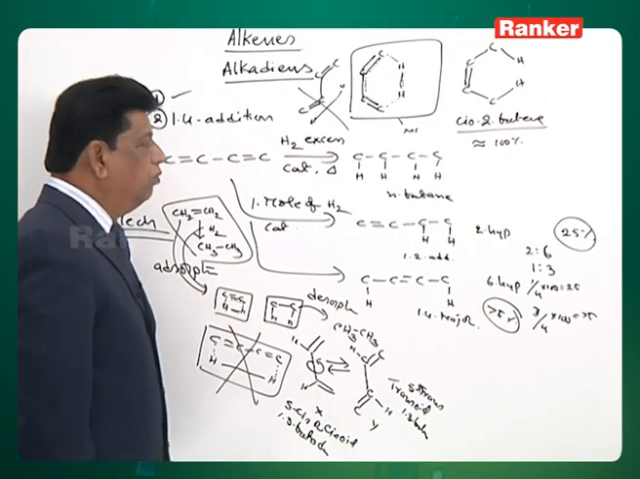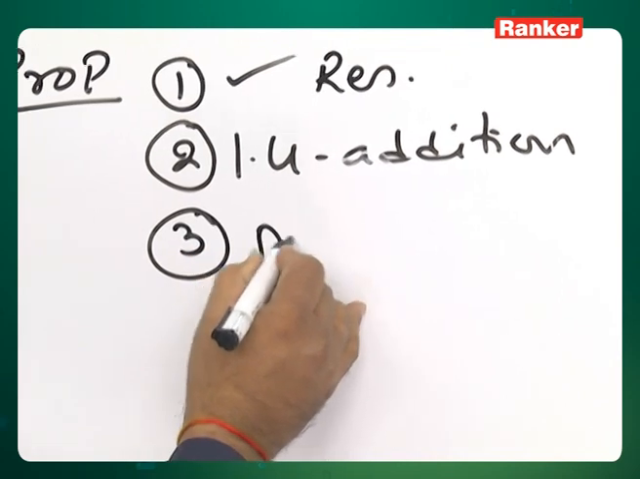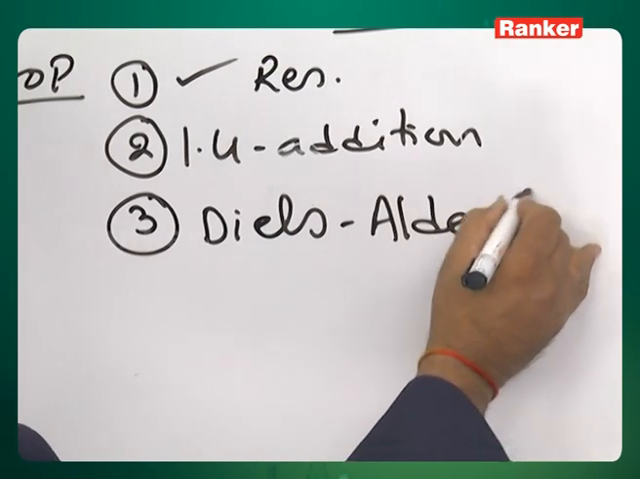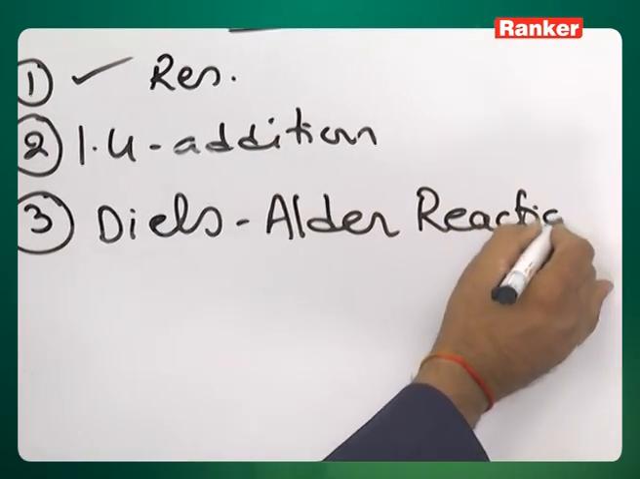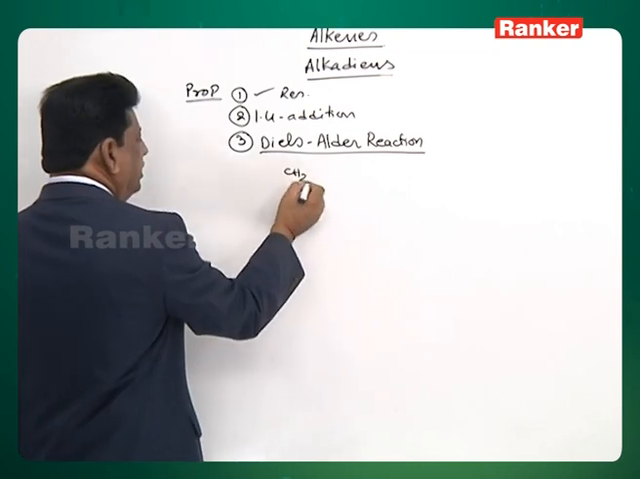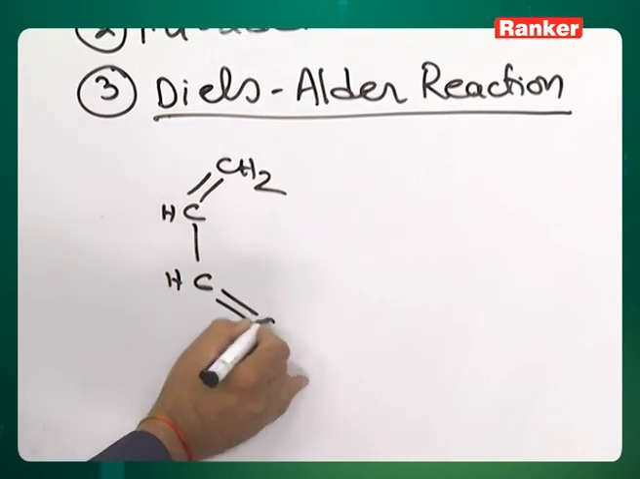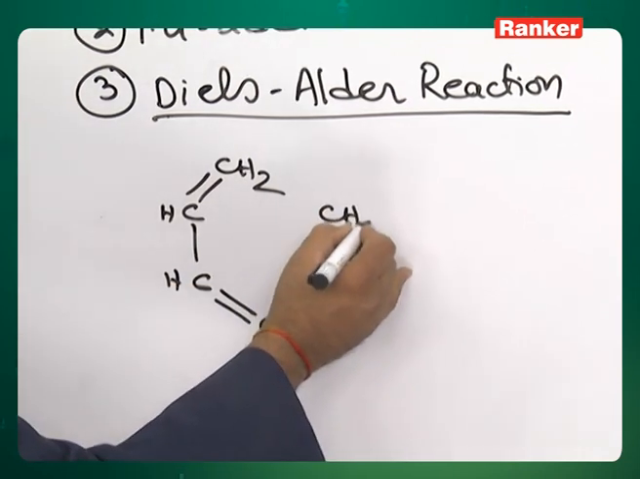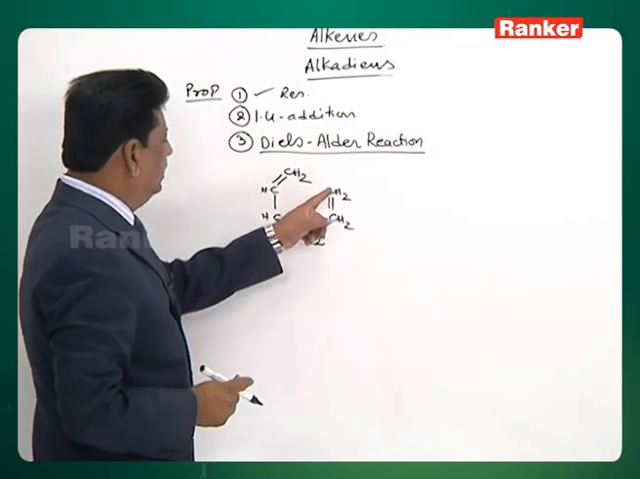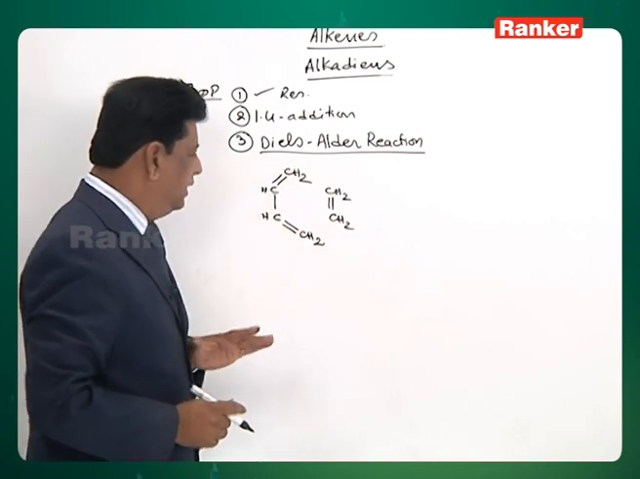So this is 1,4 addition. Let us go for another property called the Diels-Alder reaction. In this reaction, a butadiene is written in this particular pattern, the simplest reaction, with ethylene reacting. So ethylene reacts here, the double bonds change, almost like an extension of the 1,4 addition.